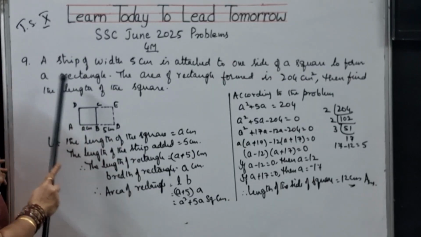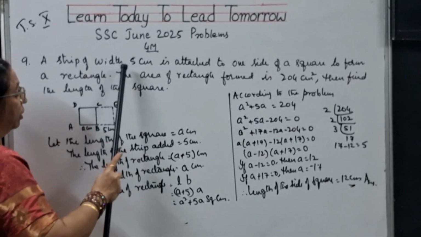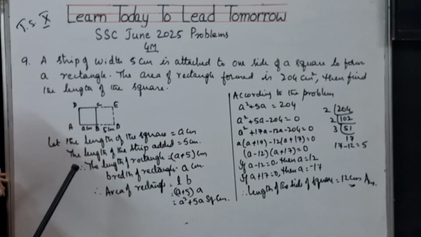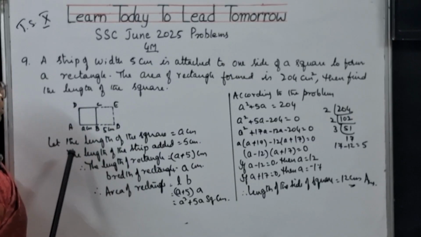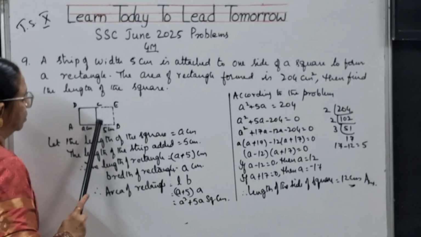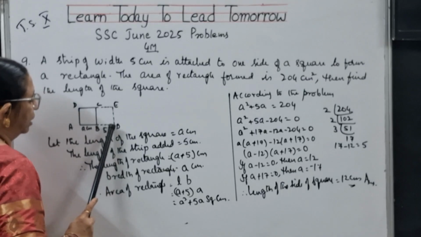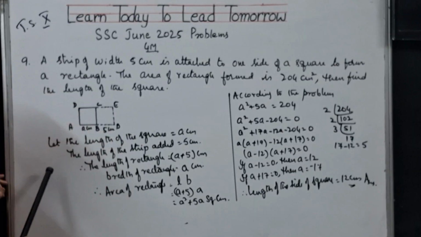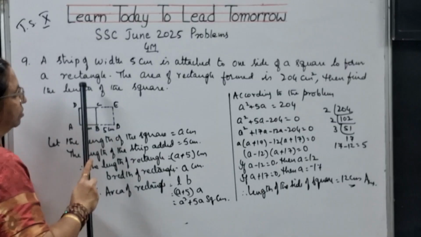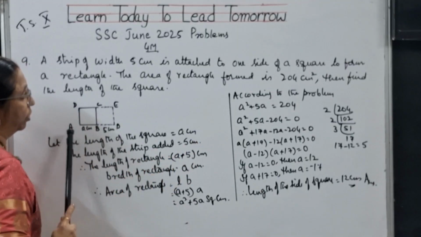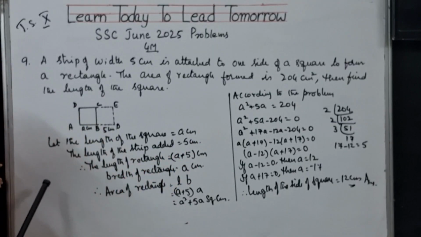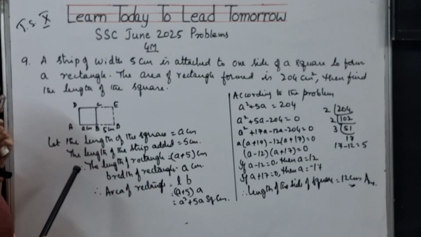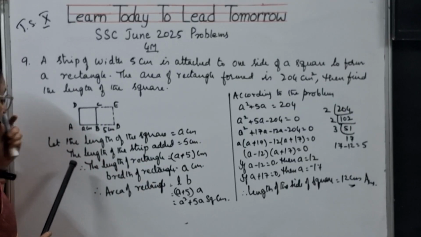So once again, a strip with width 5 centimeters is attached to one side of a square to form a rectangle. So this is a rectangle ABCD, and another strip of 5 centimeters is added to it. Now the question is, the area of the rectangle so formed is 204 square centimeters. Then find the length of the square. What is the length of the square they are asking?